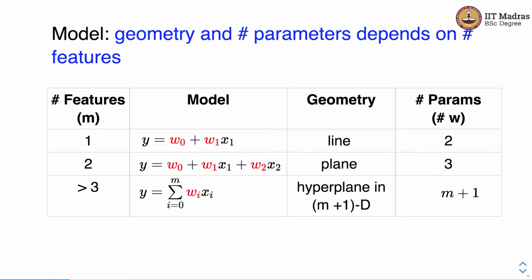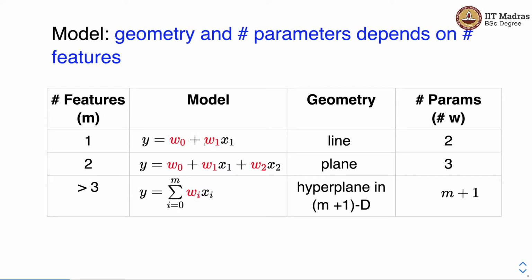You may be wondering, it is fine for a single feature that we have a line as a model. In general, the geometry and the number of parameters of the model depend on the number of features. For a single feature, we already saw that we have a model that corresponds to a line in the geometrical sense. The model is y is equal to w0 plus w1 x1, which indeed is the equation of a line, and it has got two parameters, w0 and w1, which you can see in red.